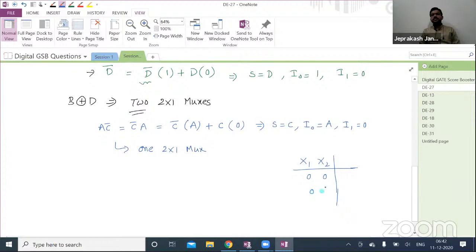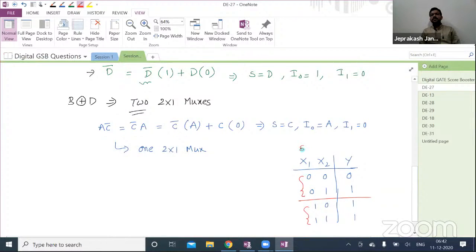0 0 0 1 1 0 1 1. You are very much familiar with logical OR among the two inputs. Write the output: 0 1 1 0 1 1. Now for the time being, if you choose x1 as the selection line, then just observe here. Here the selection value is 0. Here the selection value is 1.